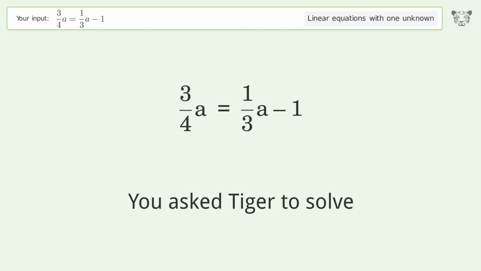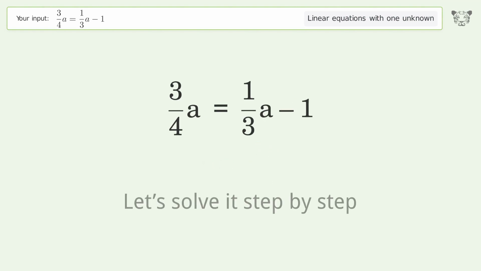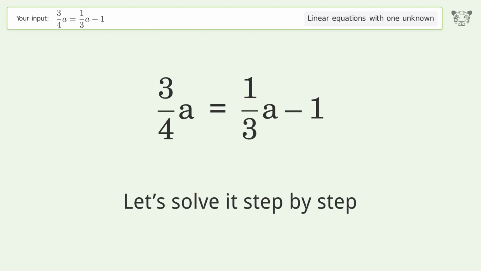You ask Tiger to solve. This deals with linear equations with one unknown. The final result is a equals -12/5. Let's solve it step by step.